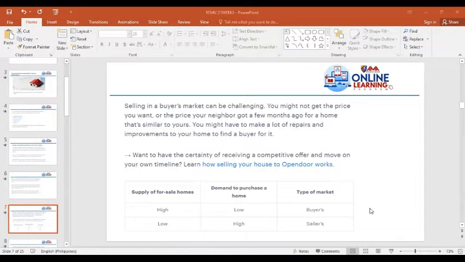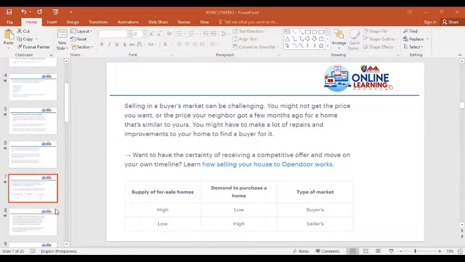So as you can see, the empowerment, the power of the buyers and the sellers. Here you can compare the demand and the supply of the sale of homes and the purchase of homes.